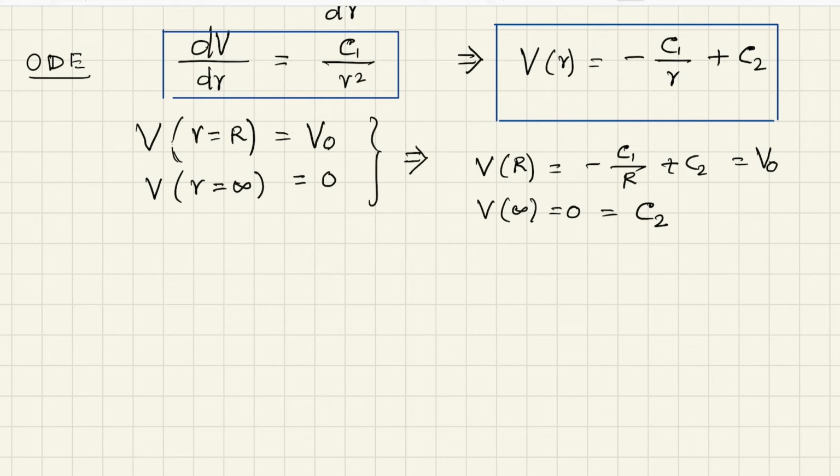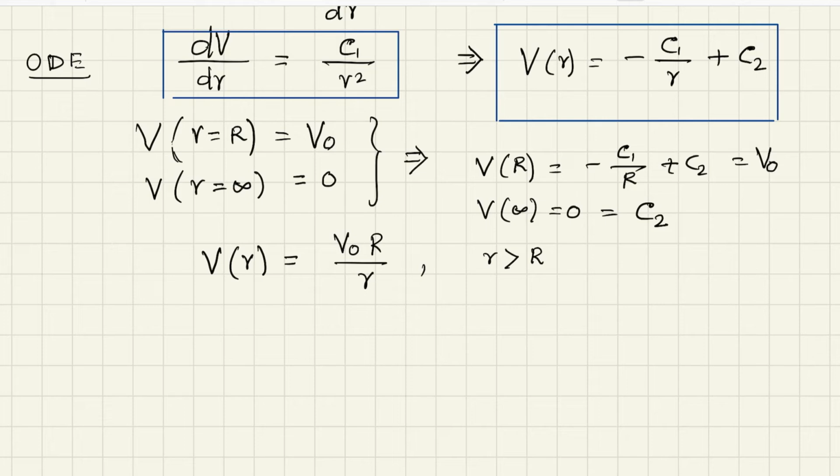Now we have fixed the boundary conditions, so we can write down the general V of r. So V of r is now simply V naught R by r for r greater than R.